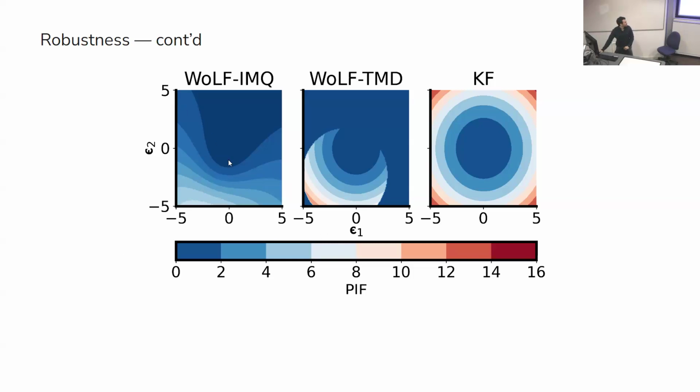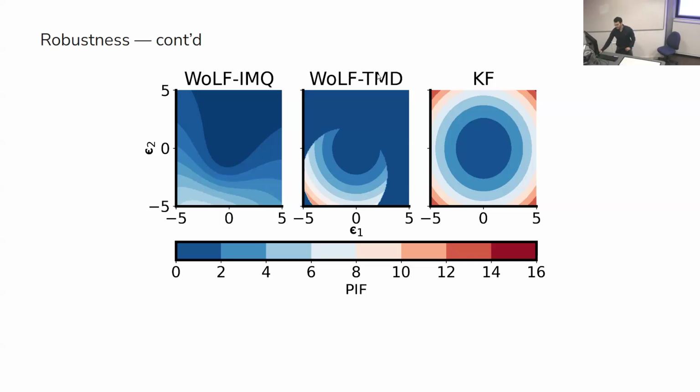This plot shows how much influence this single observation has on the posterior distribution that I compute. What we see for the Kalman filter is that 5 units to the right already has a big influence: 60 units of PIF, which is a big number. Whereas the WoLF IMQ is bounded. This is a cropped picture, but if you extend it over to around here, the maximum value is around 6, and then it goes back down.